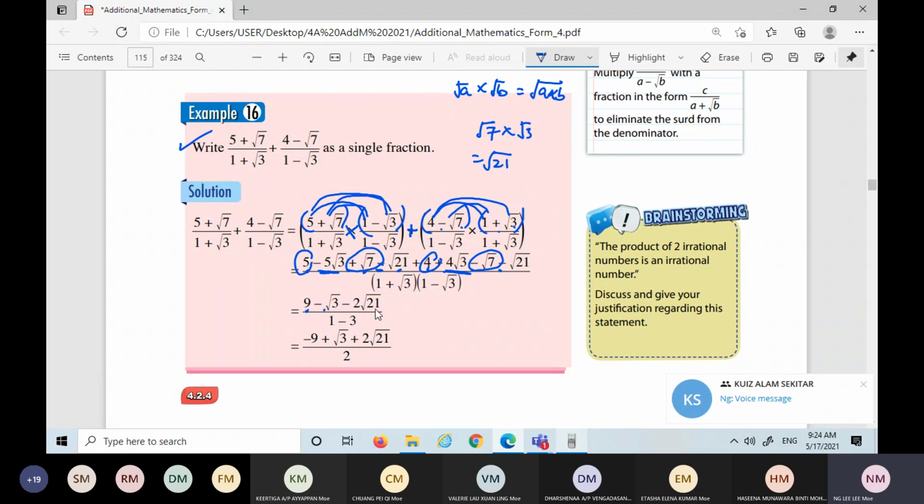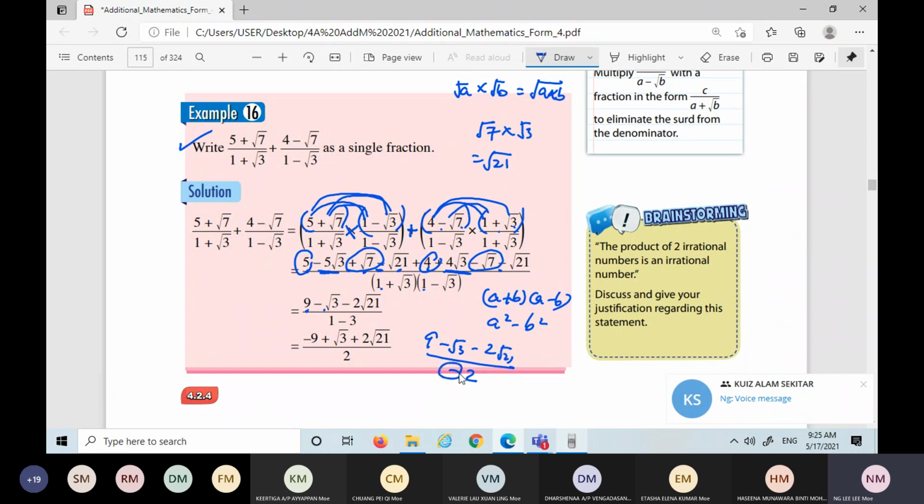Here the denominator is 1 times 1, you get 1. Then negative, positive, you get negative. Square root 3 times square root 3, you get 3. Remember, this is the type of A plus B and then A minus B, so it's A squared minus B squared. So this one will give you negative 2. This one will give you negative 2. So it will come like this.